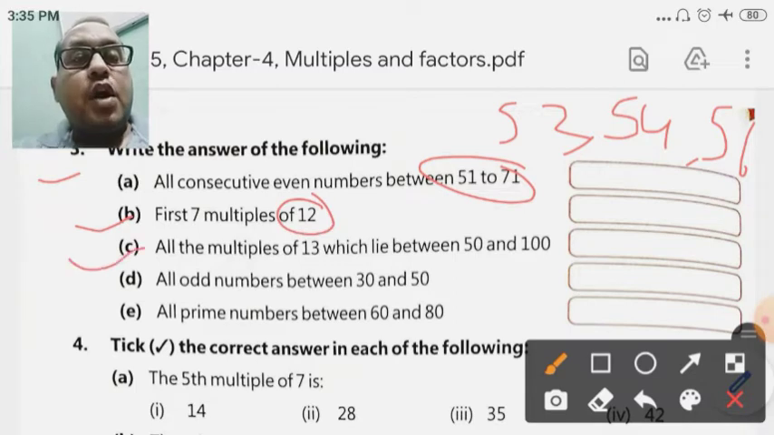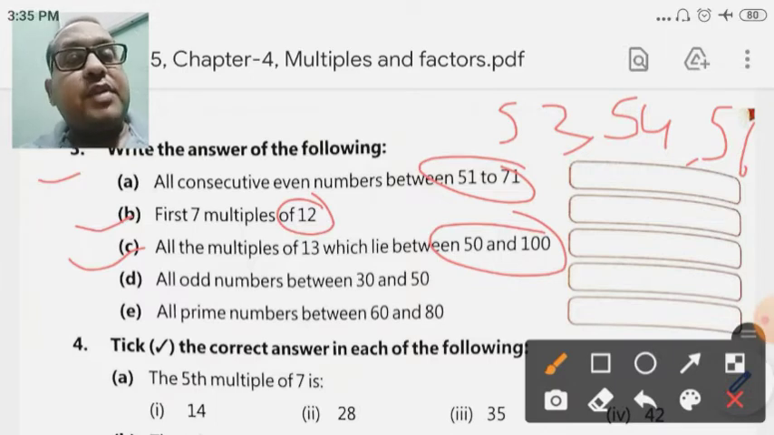Next one is all the multiples of 13 which lie between 50 and 100. We have to find all the multiples of 13 which lie between 50 and 100. We know that the first multiple is the number multiplied by the first natural number, which is 1. So 13 into 1 is less than 50. So we only have to consider the numbers which are more than 50 and less than 100.